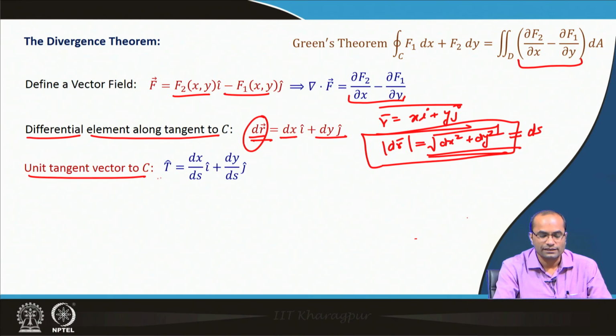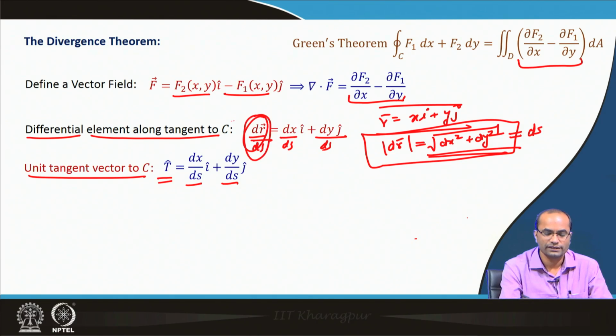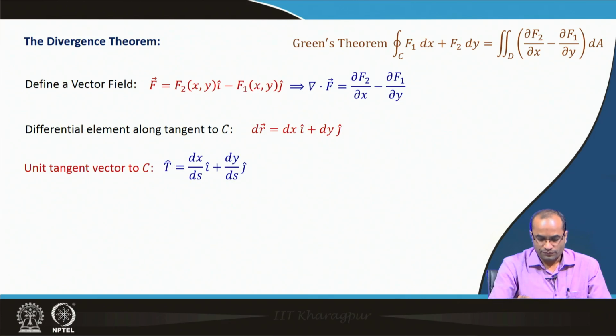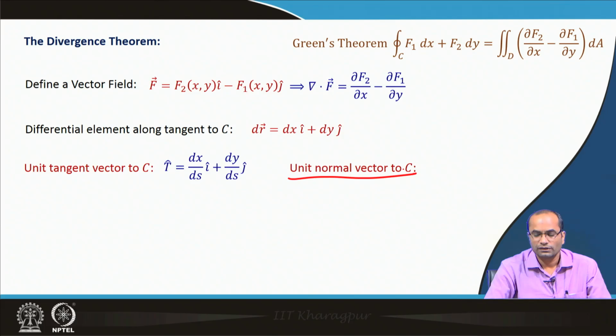So that is the unit tangent vector, and we have dx over ds, and then dy over ds, because we have divided the whole equation by ds here, and then here, and then here. So this dr over ds is the unit tangent vector, which we denote by t hat. And now we are going to get the unit normal vector to C out of this tangent vector.